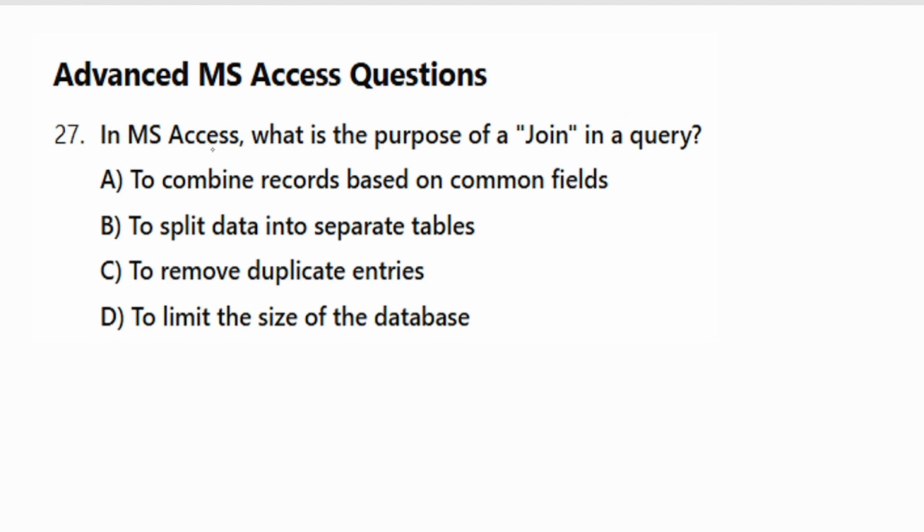Move to the next question. In MS Access, what is the purpose of a join in a query? The correct option here: a join is used to access linked records from two tables based on a related field, enabling users to view combined information, and it does not limit the database size or remove duplicates directly. So the correct option here is to combine records based on a common field.